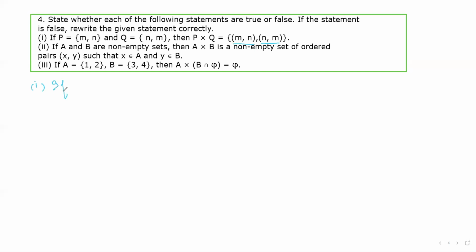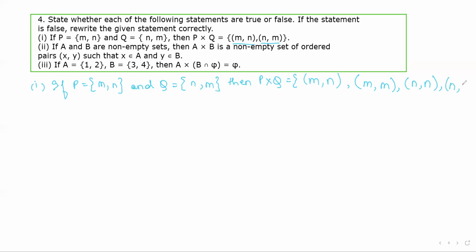So if P equals {m, n} and Q equals {n, m}, then P cross Q will be equal to first element of P, first element of Q; first element of P, second element of Q; second element of P, first element of Q; second element of P, second element of Q.